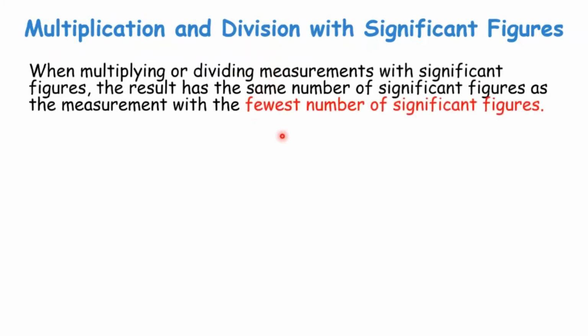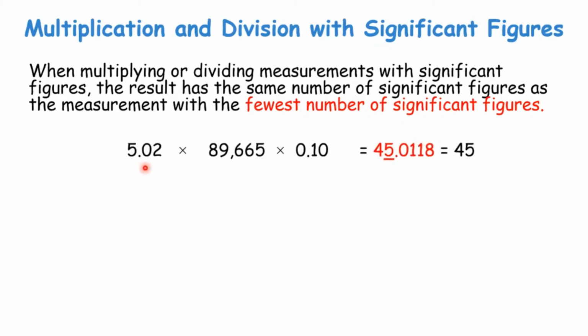Now, I'm going to talk about the rules for sig figs when you perform mathematical operations. So first, let's talk about the rule for multiplication and division. In this case, the result or the final answer should have the same number of sig figs as the measurement with the fewest number of significant figures. Let's take a look at this.